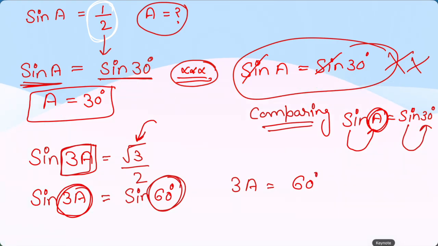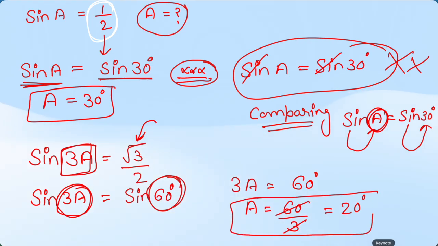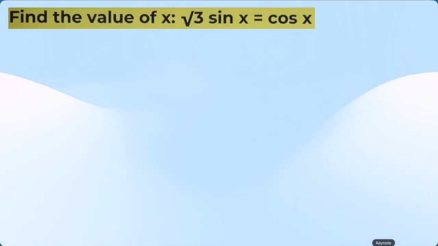We need not cancel the sine and sine. We can't cancel them. We just have to compare the angles only, right? So this A will be equal to 60 by 3. It means 20 degree. So angle A, if I try to find the value, is equal to 20 degree. Hope this is clear. You have to compare the values. You need not cancel the ratios. Okay, now coming to the question.